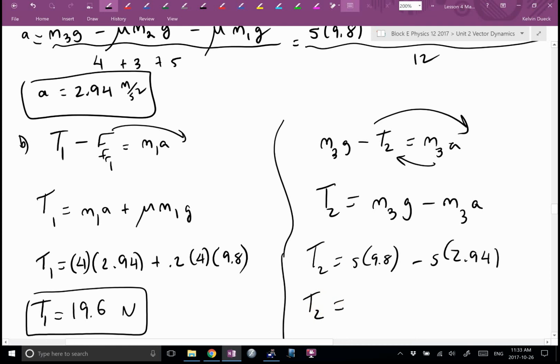I think it should be bigger, because tension 2 is pulling both the masses down the cliff, where tension 1 is only accelerating mass 1. So I think it'll be bigger than tension 1. Well, it's going to be roughly 35, a little less than 35. What do you get? 34.3? Okay, good.